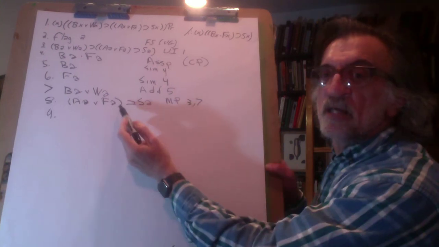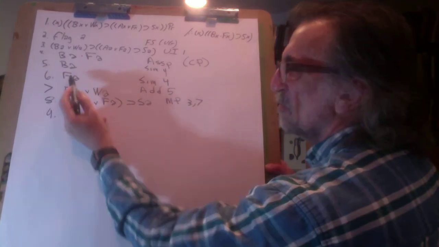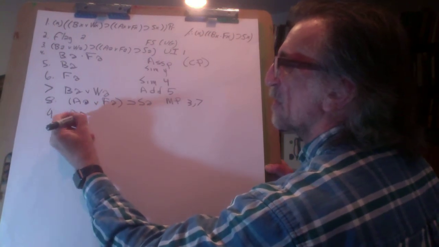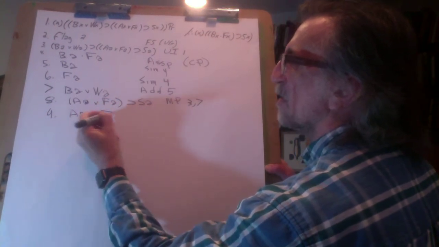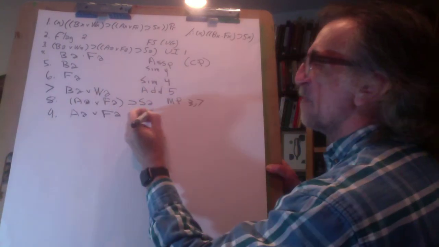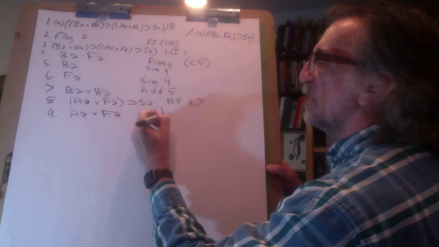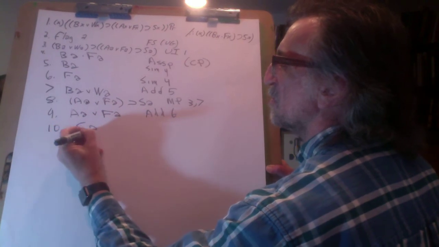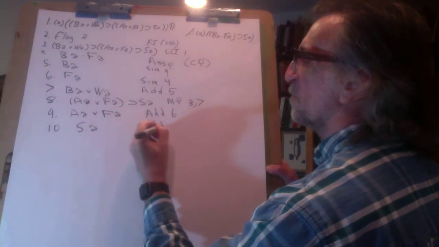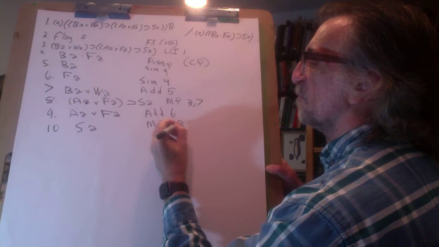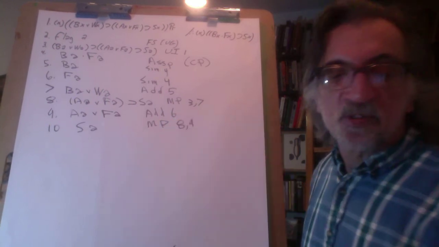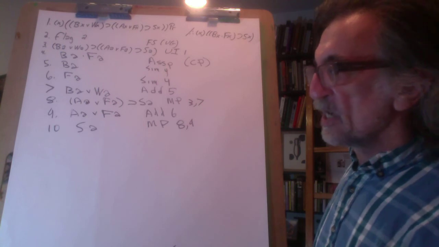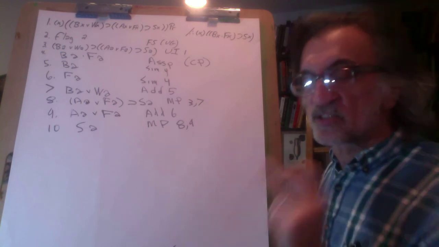Now we need the antecedent to this conditional. That shouldn't be hard to find. We already have F of A. That we get by adding to line 6. And so modus ponens, when applied to 8 and 9, gives us SA. Now, what do we do next?